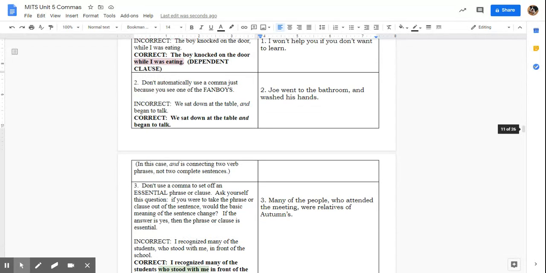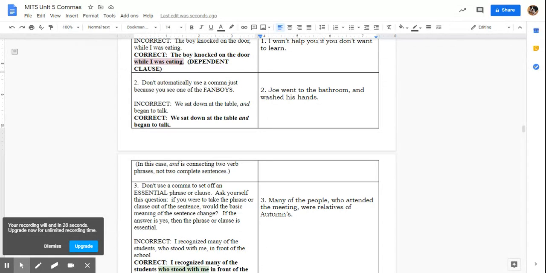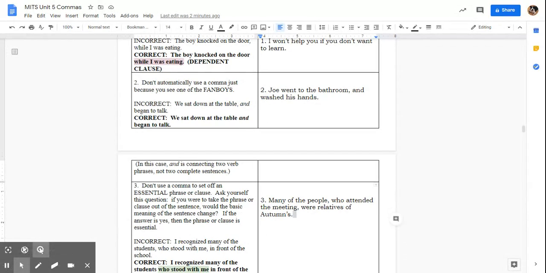Okay. Number 2, don't automatically use a comma just because you see one of the fanboys. Incorrect: we sat down at the table, and began to talk. Remember, we do not need a comma when we have an independent clause that begins the sentence and then, on the second side, we just have a compound predicate. Okay, we would only use a comma if we had a subject on the right side of the sentence as well. So when we were looking at number 2, Jay went to the bathroom and washed his hands, we must remove this comma because we do not have a subject following the and.